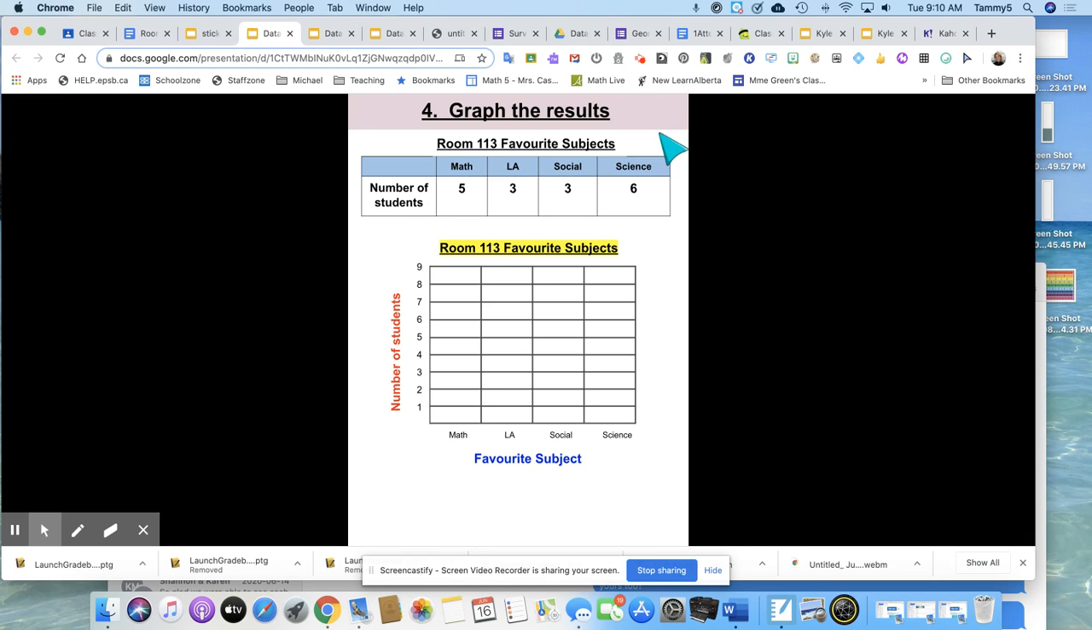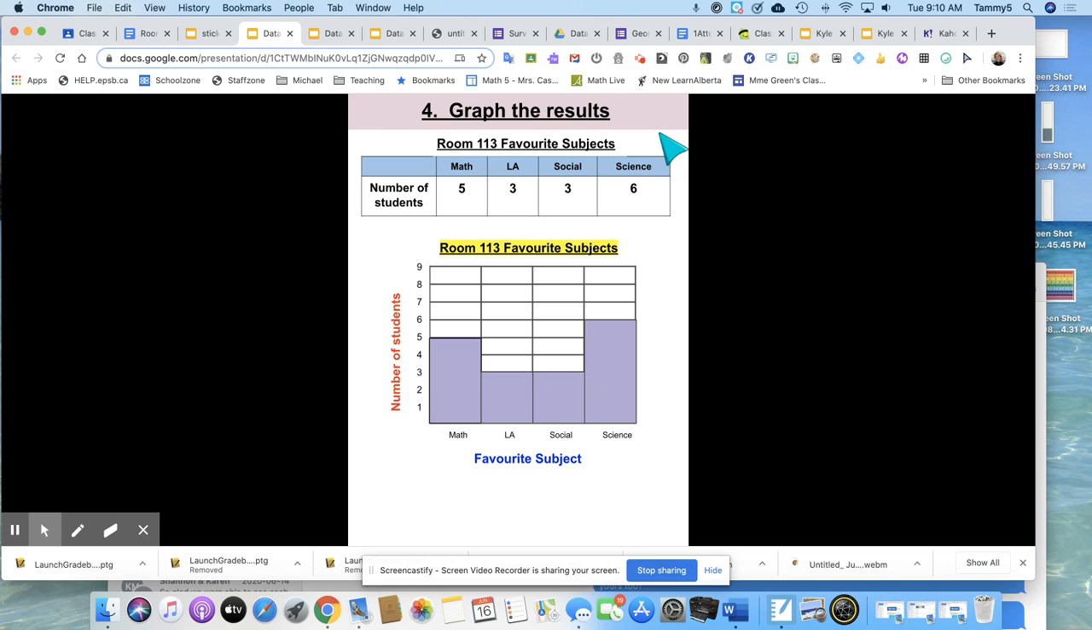And now what we can do is graph the data. So we have math as 5 students, LA, 3 students picked, social, 3 students picked, and then science, 6 students picked as their favorite subject. So here I'm just showing you on the computer.